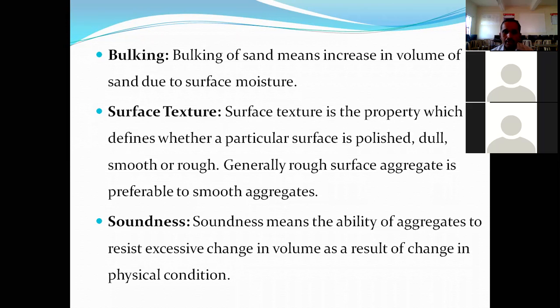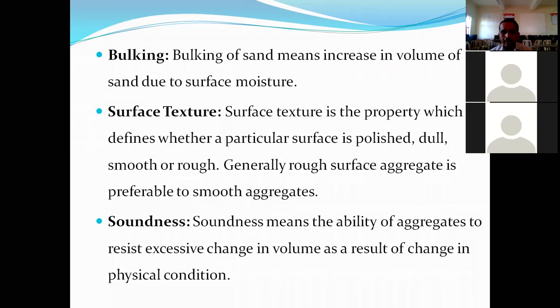We have to apply some correction for the bulking of sand during the mixing. Surface texture. Surface texture is the property which defines the surface of the aggregate, that is rough or smooth. For proper bonding of the aggregate with the cement, we use rough surface aggregate because it has proper bonding with the cement and other ingredients of the concrete. So rough texture aggregate is most suitable, like crushed stone pieces. They have greater bonding property than aggregate with a smooth surface.